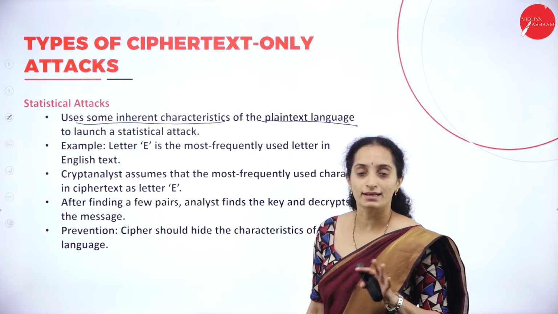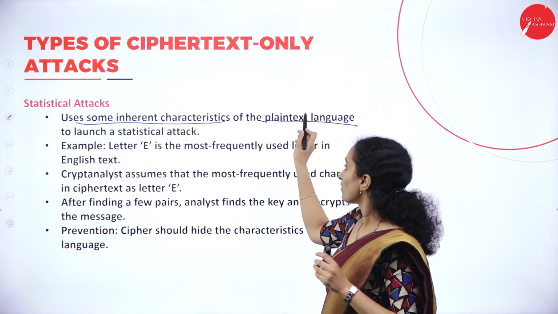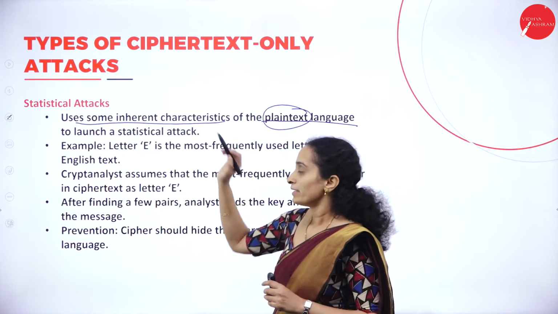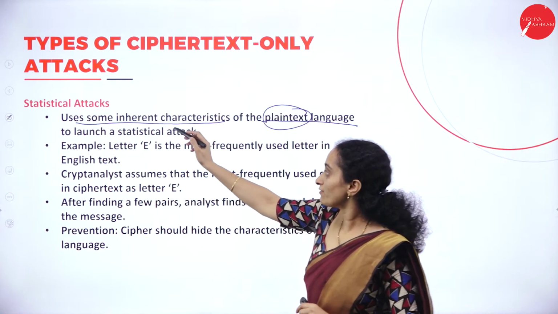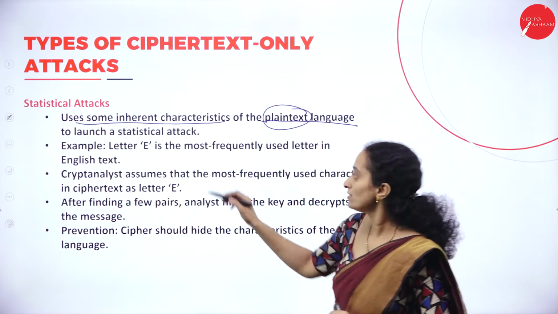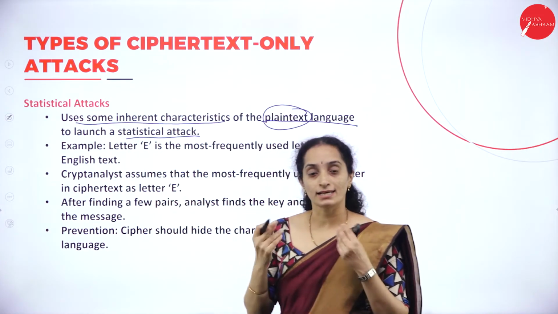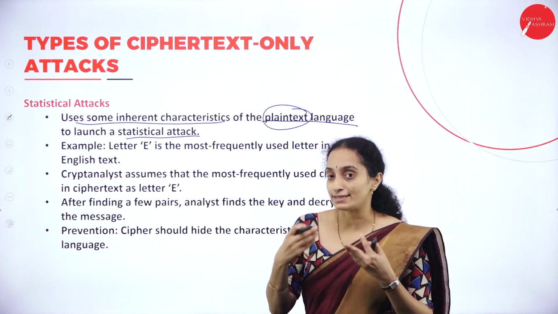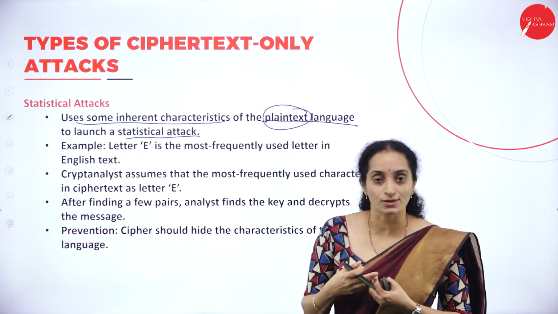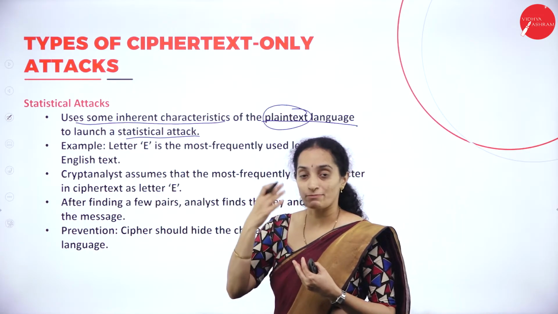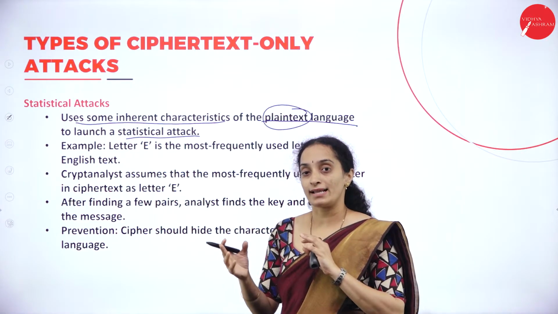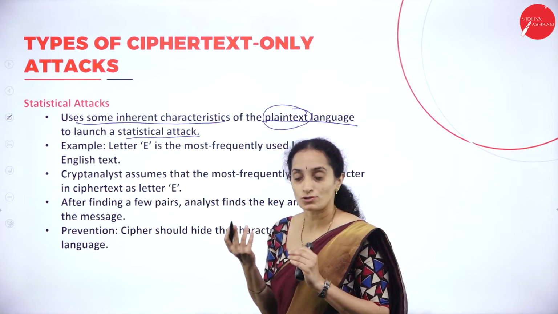It will not take care of ciphertext. It concentrates on the plain text. What this attack will do is use some inherent characteristics of the plain text language to launch a statistical attack. It will generate the statistics. It will go for assuming something, doing some permutations and combinations, generating some format, report. So like that, there will be statistic-wise analysis to generate a key or to guess a key.